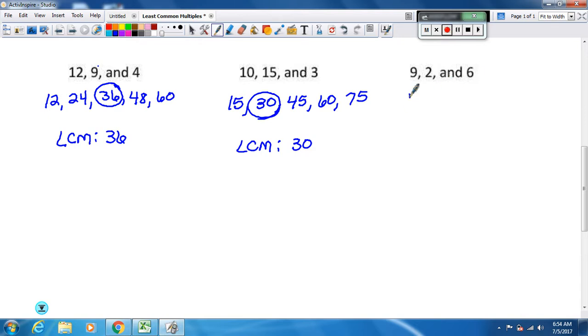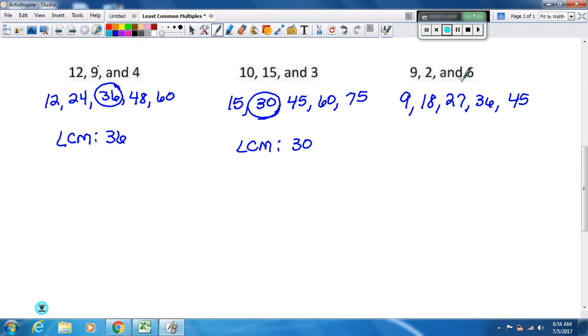9, 2, and 6. 9 times 1 is 9. Times 2 is 18. 9 times 3 is 27. 9 times 4 is 36. 9 times 5 is 45. Okay, then you go with the next number. The next biggest number is 6.